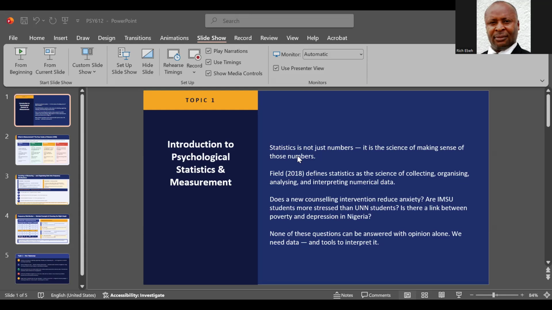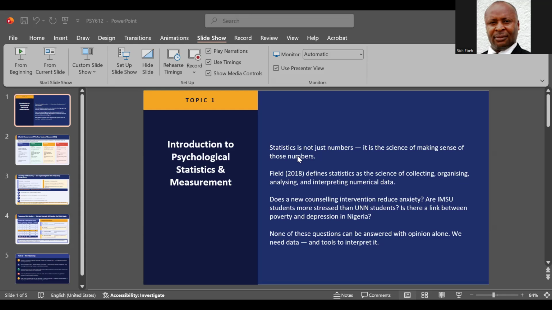So statistics is not your enemy. Statistics is a simple tool, a very powerful tool that will help you move from guessing about human behavior to actually knowing something about it. Without statistics, psychology would just be storytelling. But with statistics, psychology becomes a science.